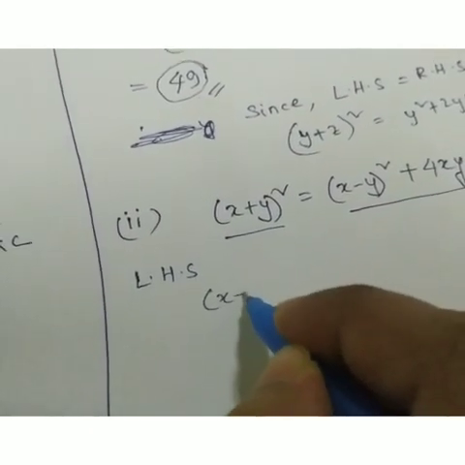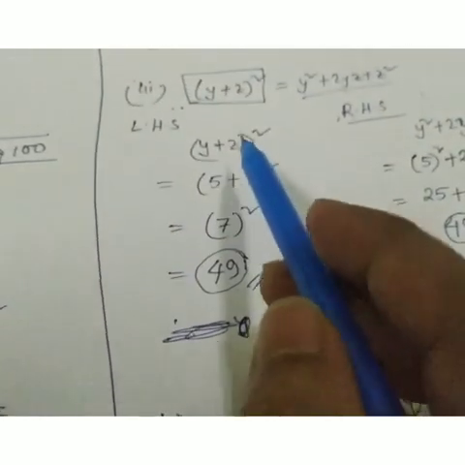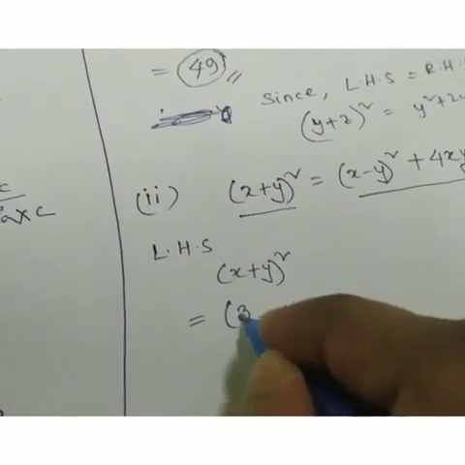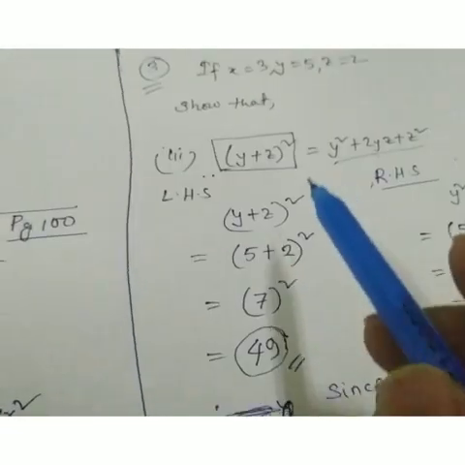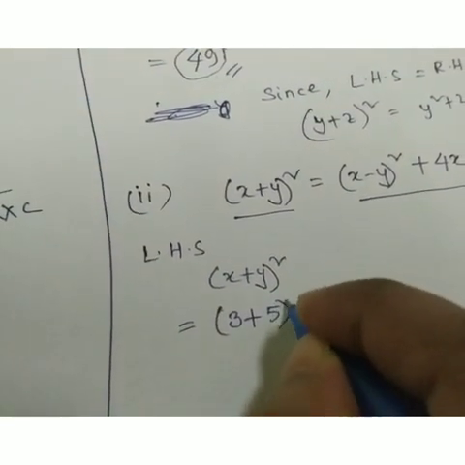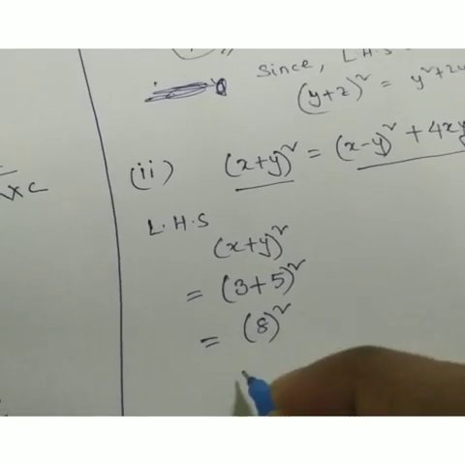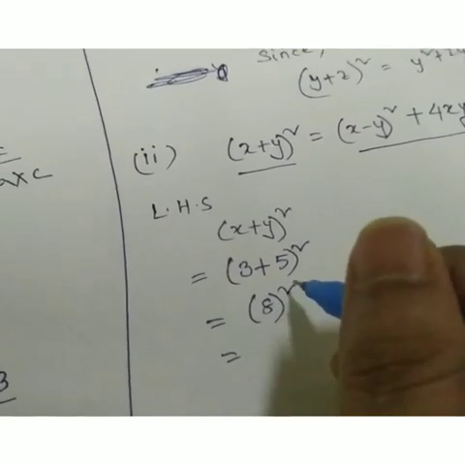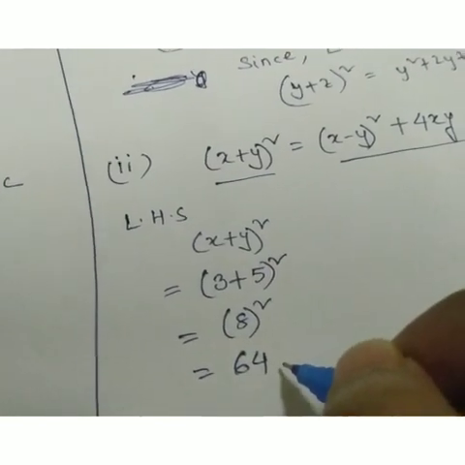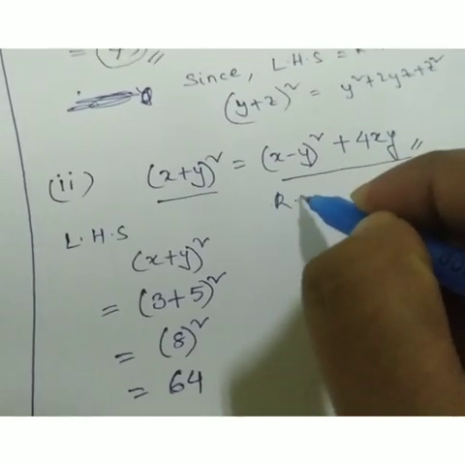Left hand side, what do we have? X plus y whole square. Instead of x, we already know the value of x is given. X is actually 3. So we write 3 plus, instead of y, what do we have? 5, right? So we put 5 square. So equals 3 plus 5 is 8, then square. What is 8 square? 8 into 8, that is 64. So my left hand side, the value is 64. So I need to show that the right hand side value also is 64.